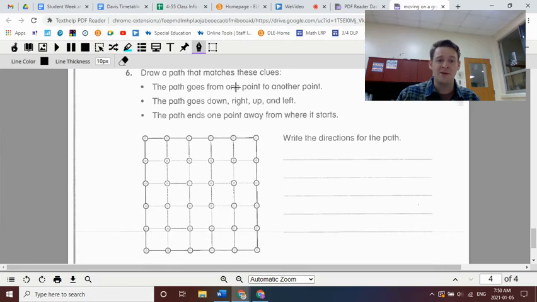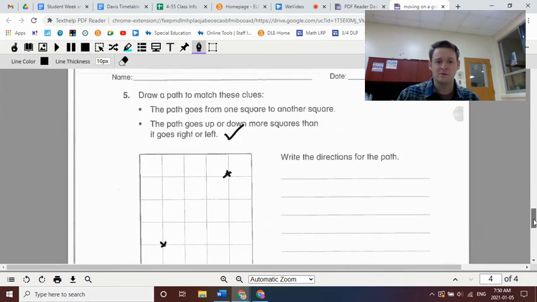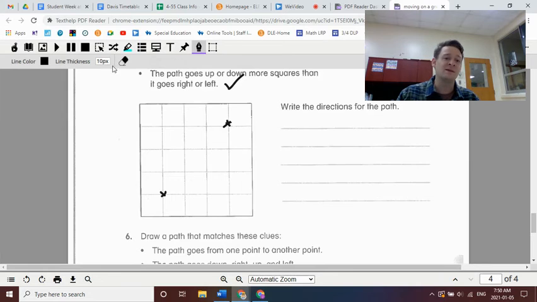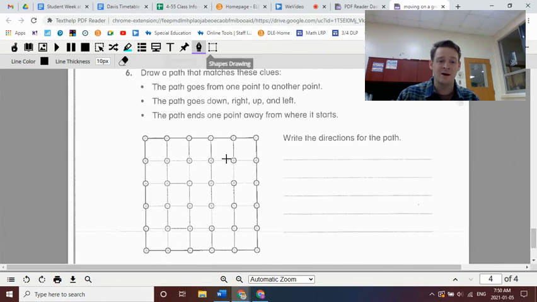Here it says, draw a path that matches these clues. This path goes from one point to another, so point to point. And when we're talking about one point to another, I've just realized a mistake here. I didn't read the question carefully enough, but this one says it goes from one square to another. So we're working with squares. But this one down here goes from one point to another, and points are where the lines intersect. So one point to another.